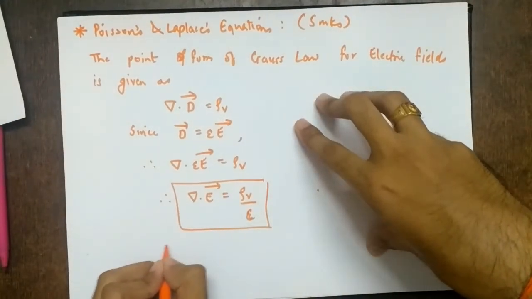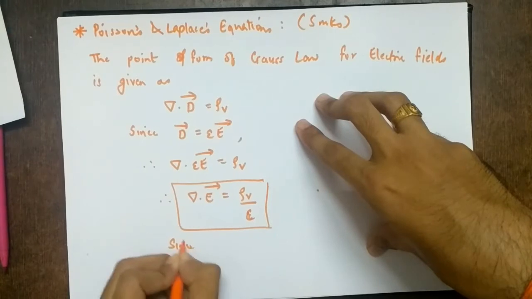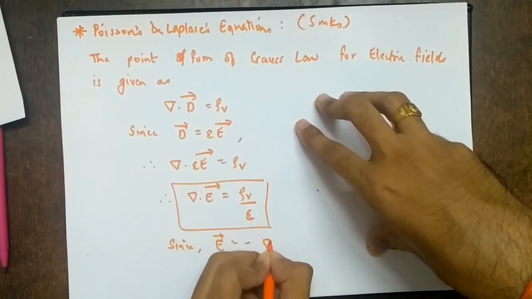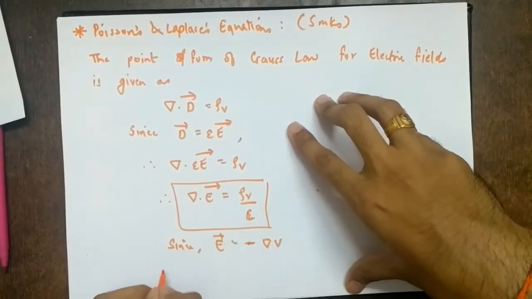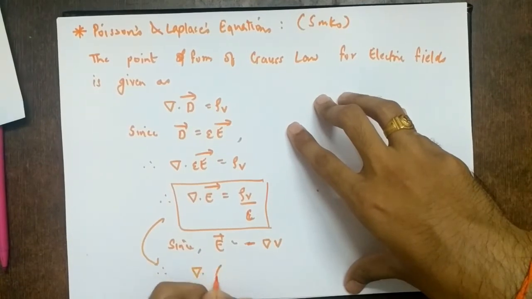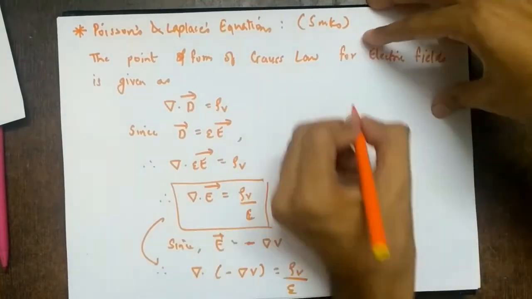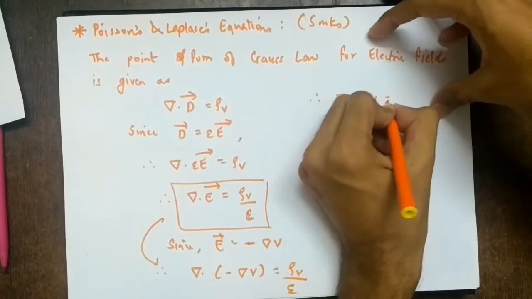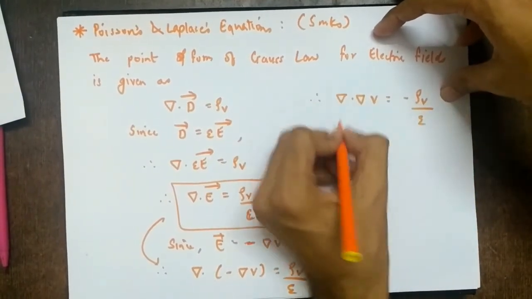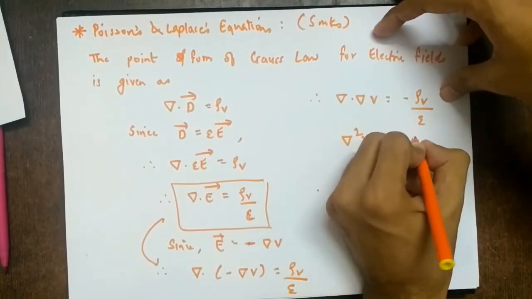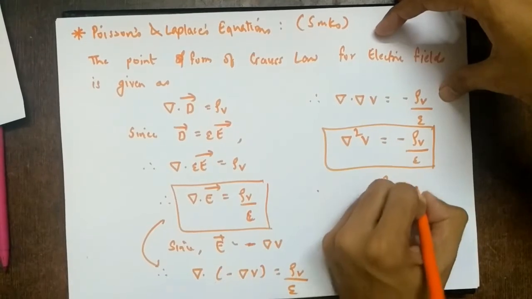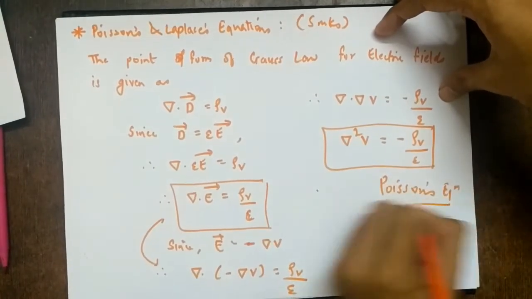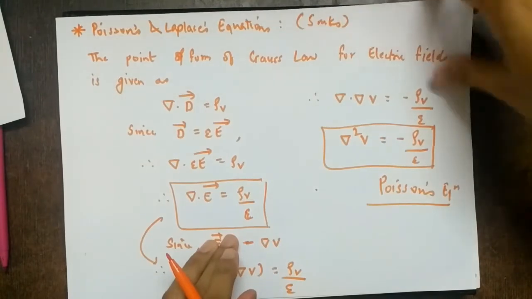So now we have to make one more change. Previously we have seen that E vector is minus del V, that is minus gradient of V. So this is nothing but gradient of potential. Therefore del dot minus del V equal to rho v by epsilon. So I can take this minus sign here. It will be del dot del V equal to minus rho v by epsilon. What is del dot del? It will be del square V, equal to minus rho v by epsilon. So this is my Poisson's equation: del square V equal to minus rho v by epsilon.